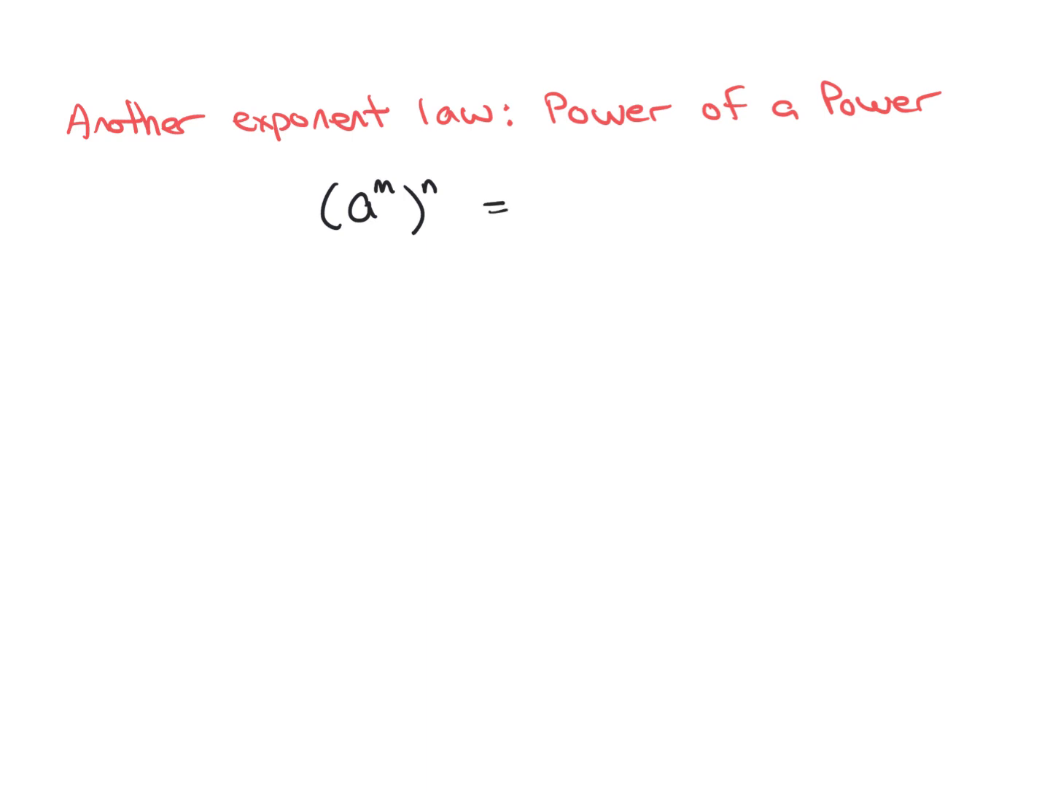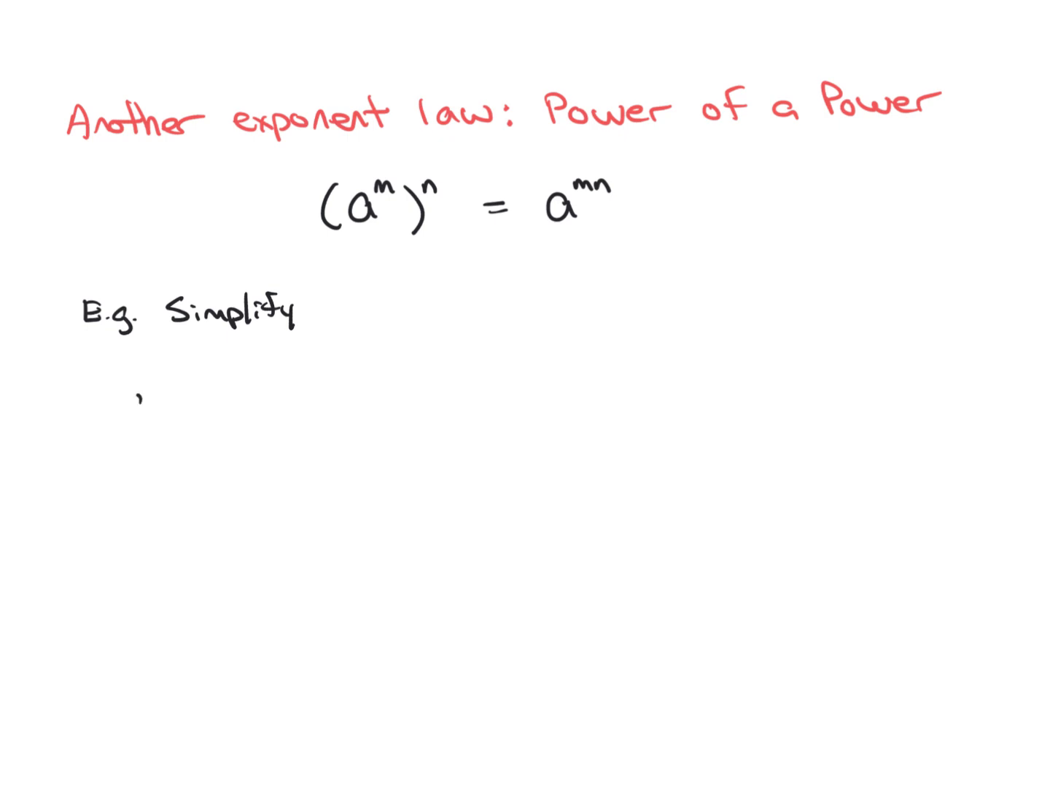To simplify this, you don't have to write it out the long way. The shortcut is to just realize that it will simplify to a base of a and an exponent of m times n, and I write it as mn. So m times n, that is the shortcut for simplifying. We'll do some examples. The instruction will simply be simplify.